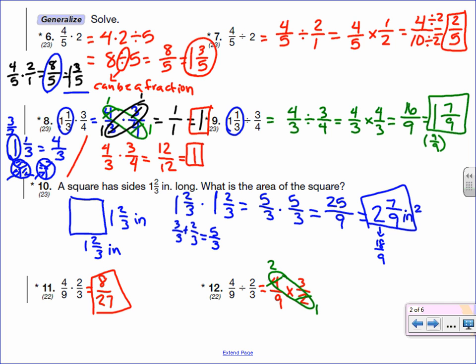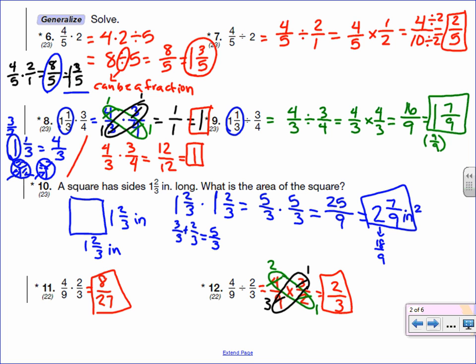And then 3 and 9 have a common factor of 3. 3 divided by 3 is 1. 9 divided by 3 is 3. So then 2 times 1 is 2. 3 times 1 is 3. So our final answer will be 2/3.